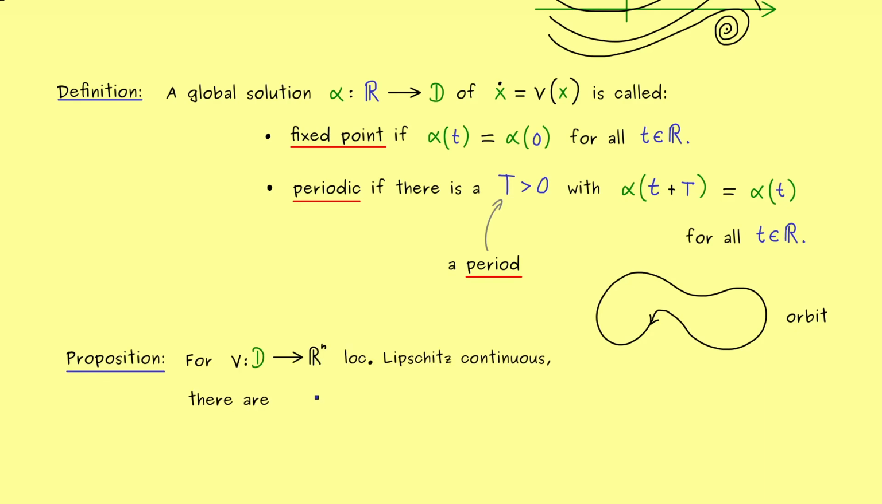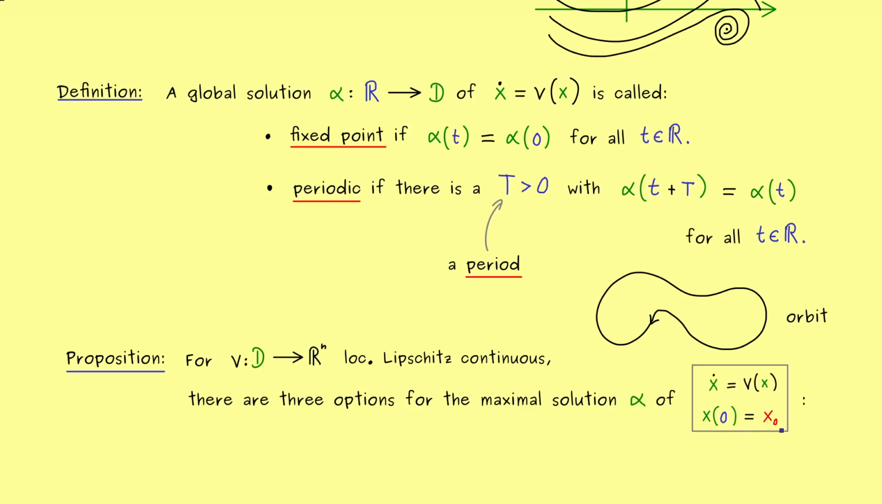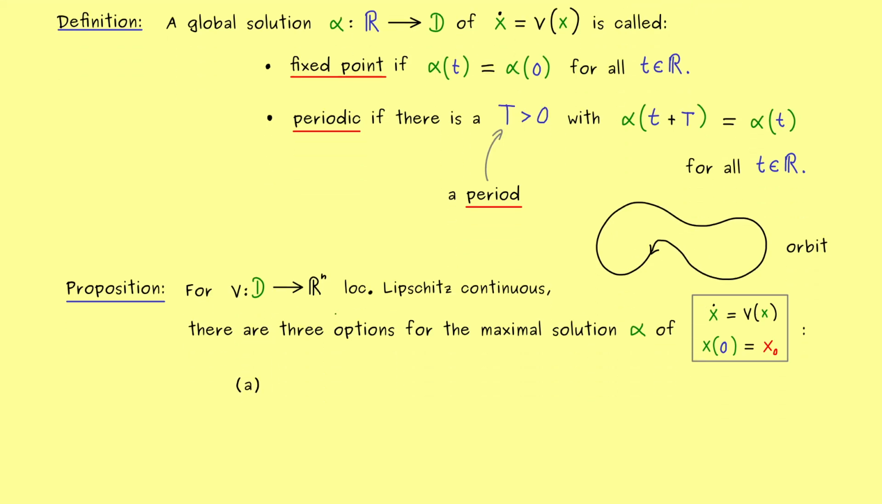So we take V as a locally Lipschitz continuous function and then we consider the initial value problem. We know the initial value problem has a unique maximal solution alpha. This means for a chosen point x0 in the domain, we consider the solution that is at x0 at the time 0. Please recall, this is also how we have defined orbits in the last video. And therefore, we can also use what we have learned about the orbits.